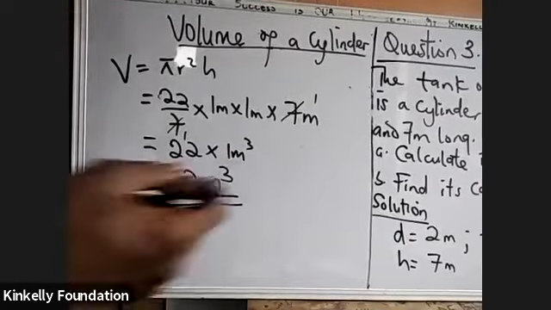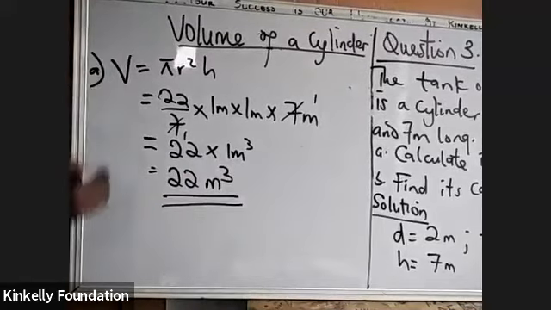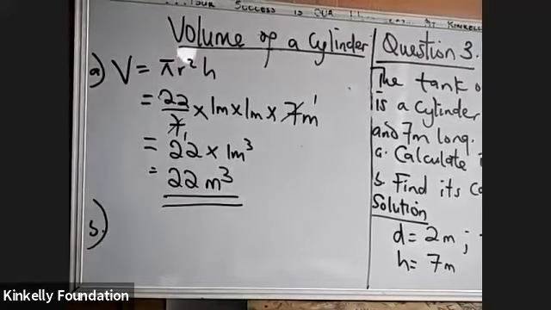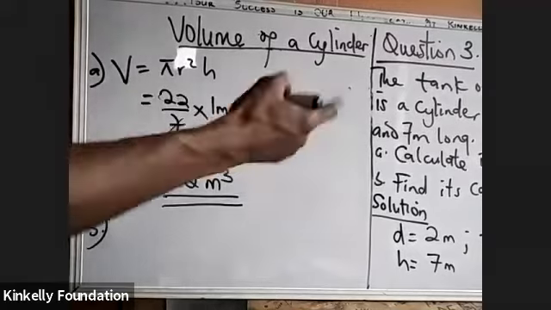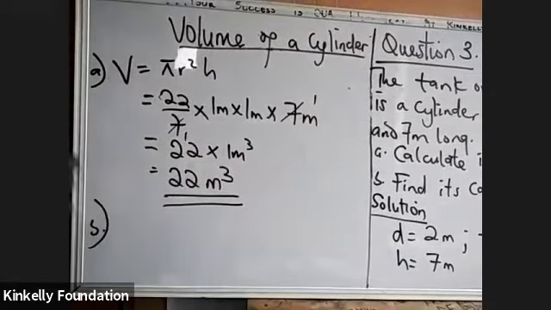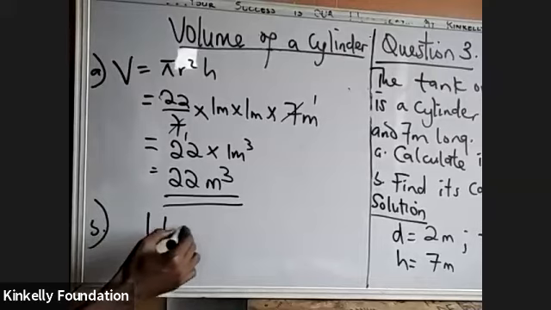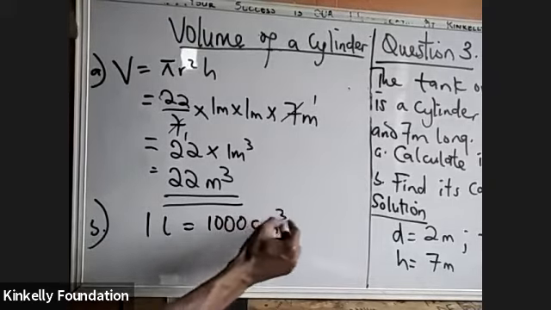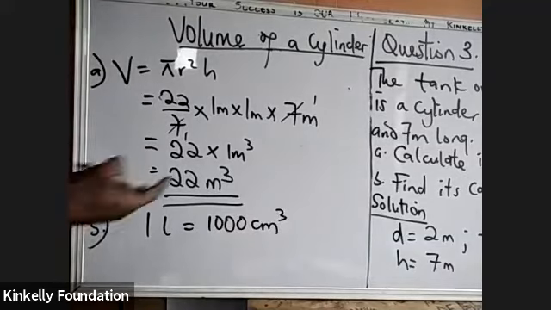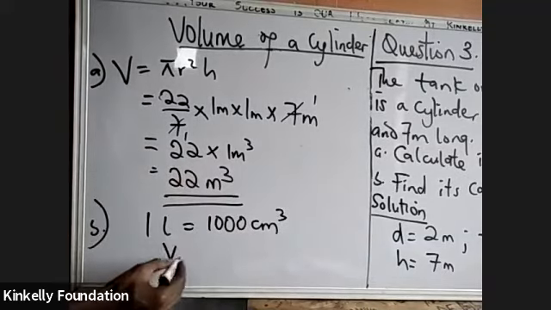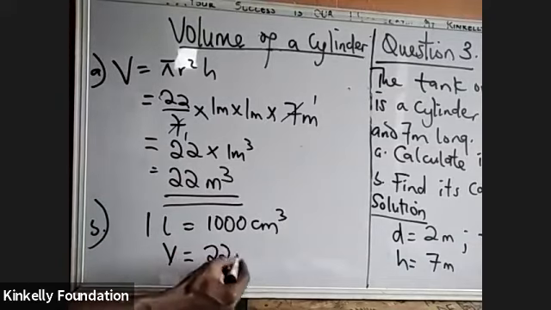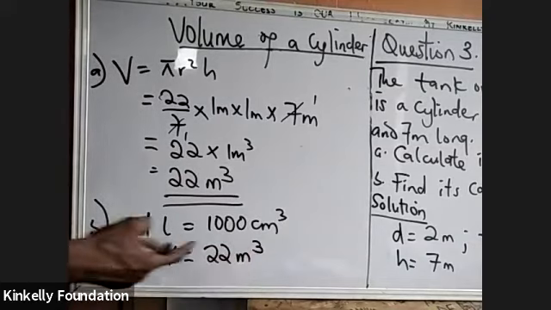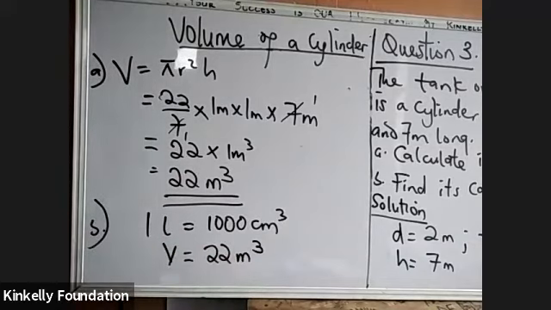Now, this is the A part of the question. The B part of the question, they say we should find it in what? The capacity in kiloliters. But we know that 1 liter is equal to 1000 cm cube. But the V they gave us is what? 22 meter cube. So you're going to convert meter cube to cm cube. Let us watch how we are going to do this.